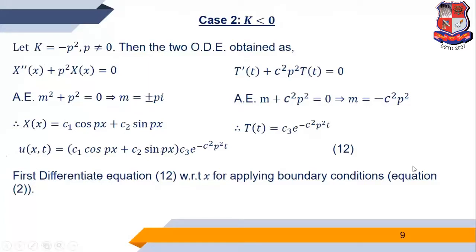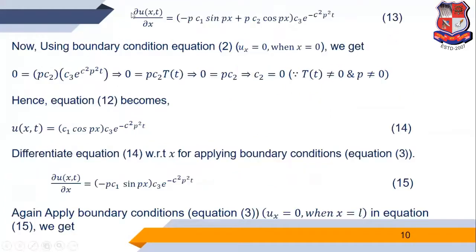Now, for this case, k less than 0, we get u(x,t) is this. We are applying the boundary conditions equation 2 and equation 3. So obviously, first we apply equation 2. So we differentiate 12 with respect to x. So ∂u/∂x is equal to (minus p c1 sin px plus p c2 cos px) into c3 e^(-c²p²t).